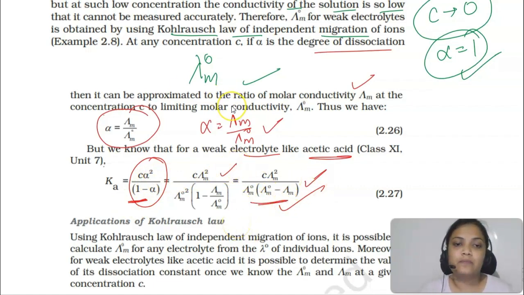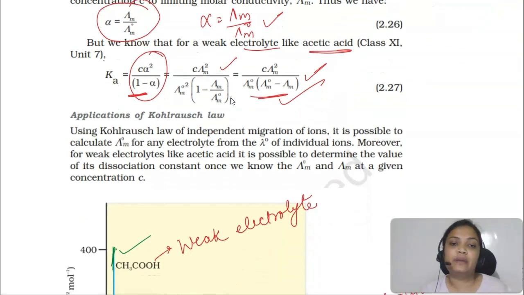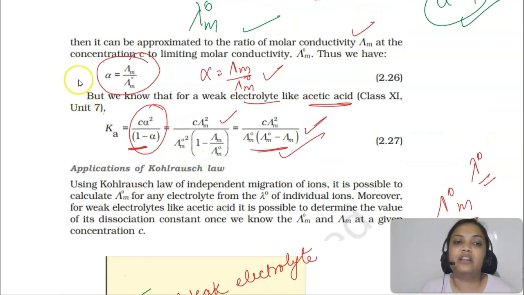So what are the applications of Kohlrausch's law? Using Kohlrausch's law of independent migration of ions, we can calculate the limiting molar conductivity of any electrolyte from the limiting molar conductivities of the individual ions. From each ion's limiting molar conductivity you can find the electrolyte's limiting molar conductivity. And for weak electrolytes like acetic acid, we can find the value of the dissociation constant if we know the values of lambda m and lambda m naught at a given concentration.